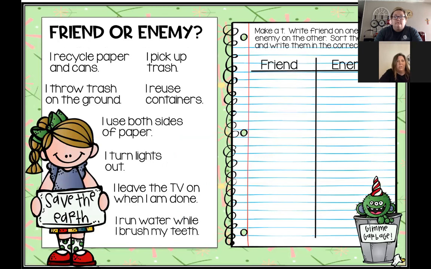Okay, this is a T-chart that I would like for you to do. Over on the left talks about, let's see, are we on the right one? Yes. Okay, sorry guys, I hadn't moved mine.